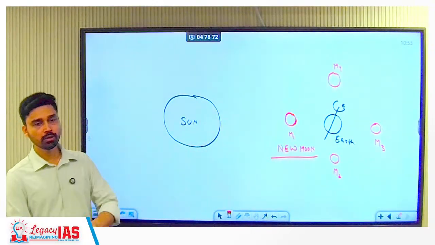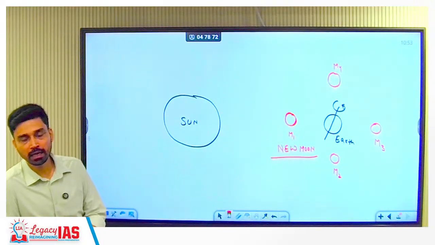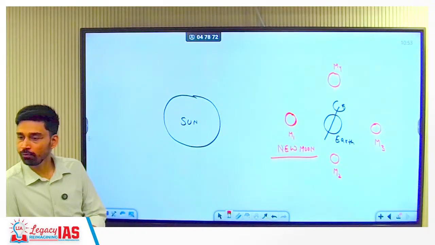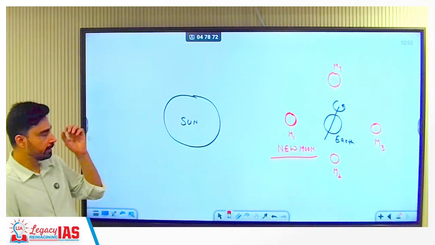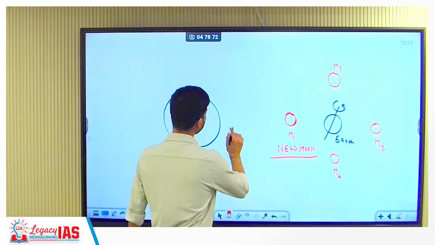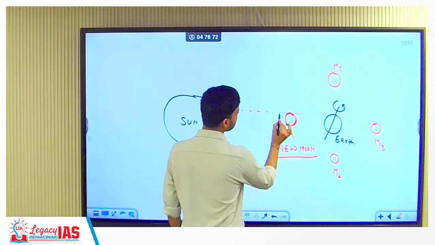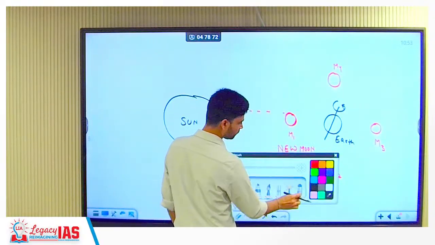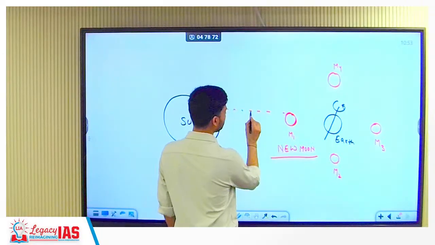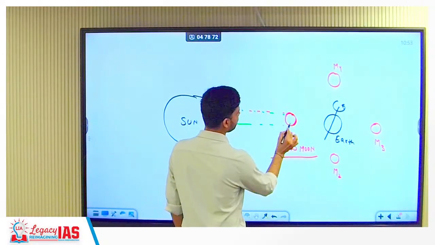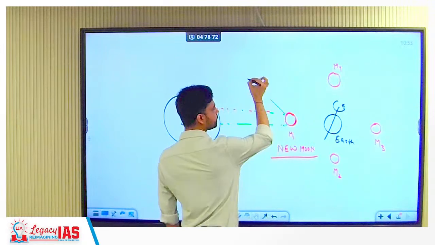Okay, so why new moon? Does moon have its own light? No. So why are we able to see the moon? Because sunlight falls on the moon, it is reflected and then it comes to the earth as such. So in this case, what is going on? Imagine that light from sun comes. Light from the sun is coming. And after that it is reflecting.